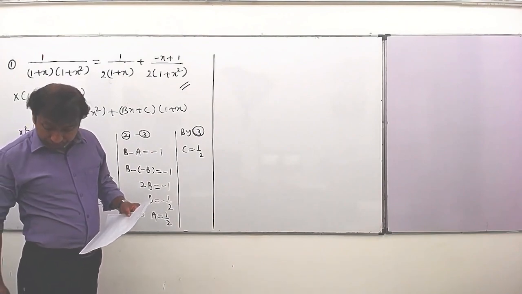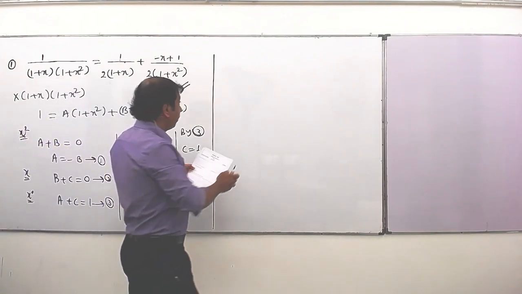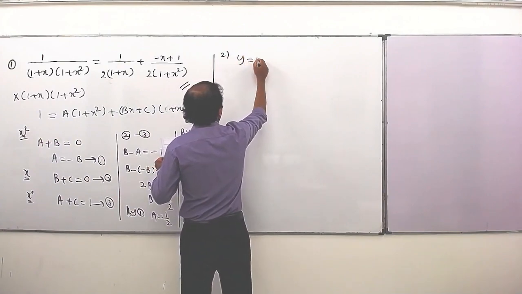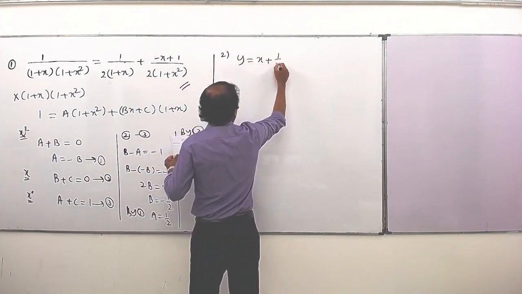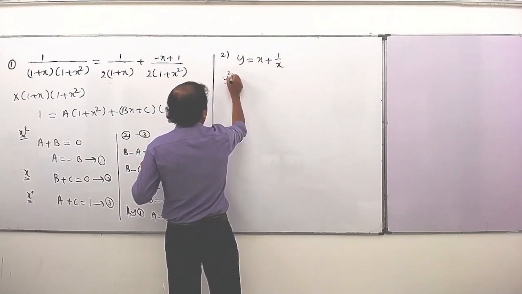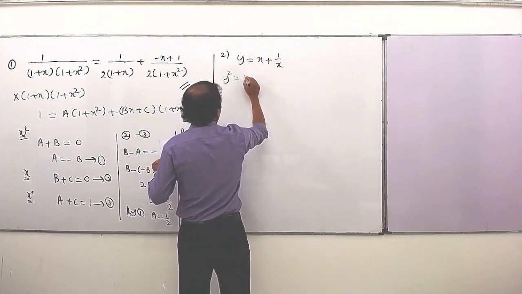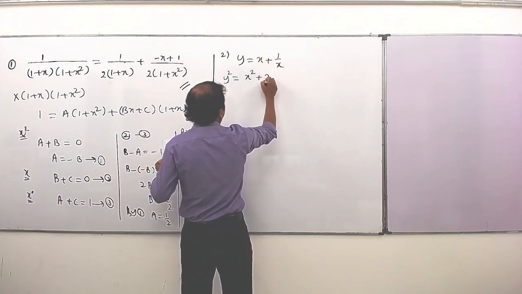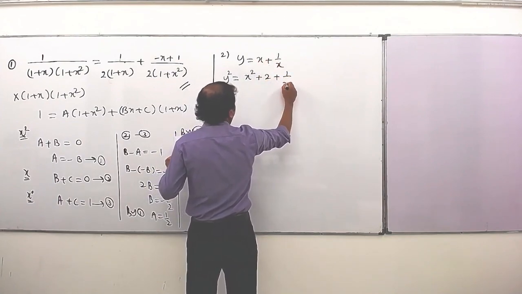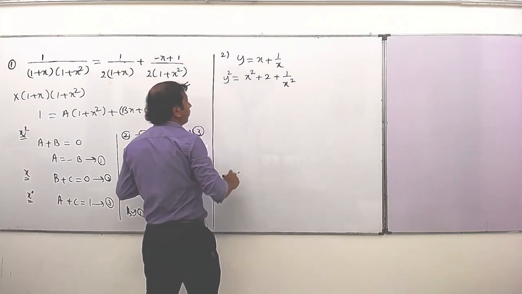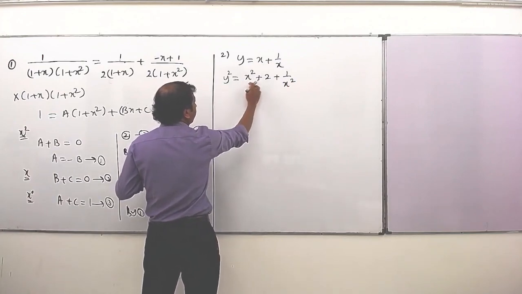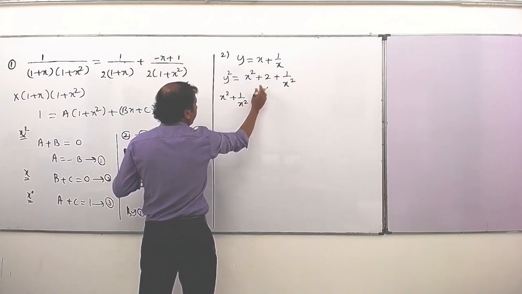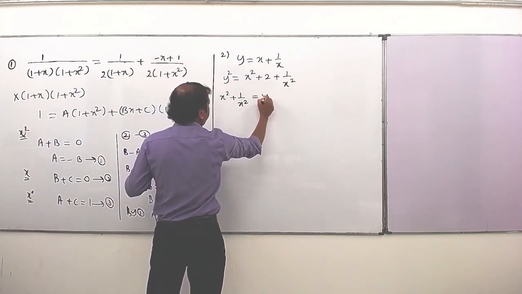Second one, number 2, y equals x plus 1 over x. We'll square both sides. Okay. X squared, this into 2, plus 1 over x squared. Then we subject this, x squared plus 1 over x squared. Take this 2 to this side, y squared minus 2.